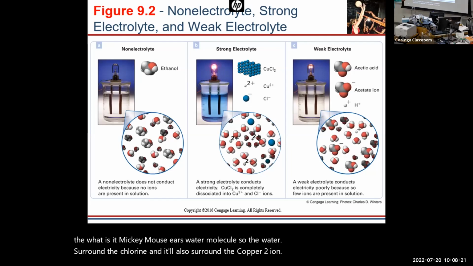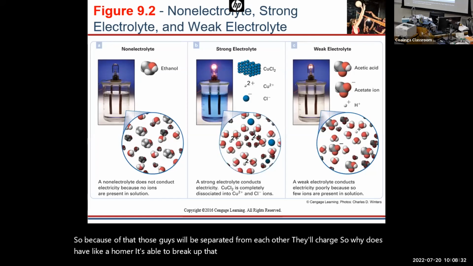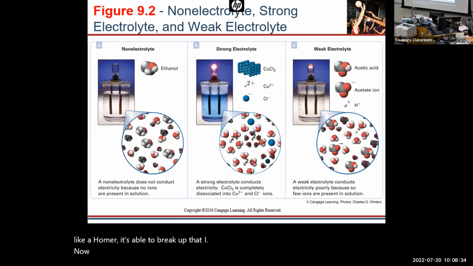Because of that, those ions will be separated from each other. They'll be charged. So water is kind of like a home run. It's able to break up that ionic compound. Now, a covalent compound, water is not able to break up, right? It can't break it up into its components like you can with the ionic compound.